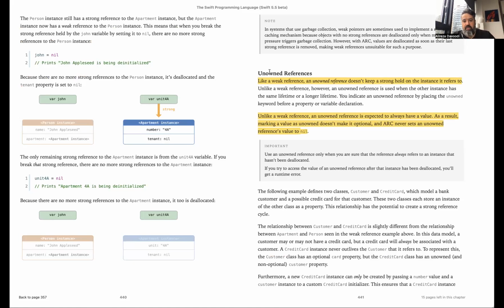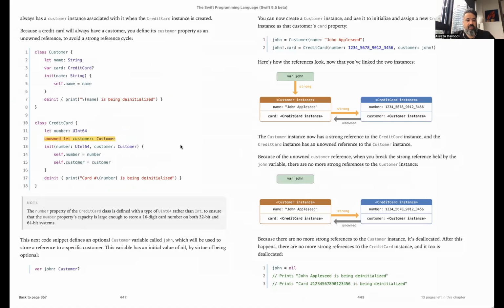So unowned is also similar to weak. The only difference is that, just look at this example again. Other than that, the mechanism is exactly the same thing. So unowned is similar to weak, creating a reference to another instance, but it doesn't add to the reference count of that instance. But for instance, between the customer and credit card, the credit card doesn't exist for sure, as long as the customer doesn't exist.